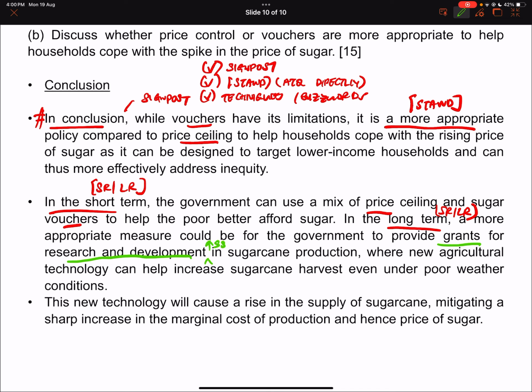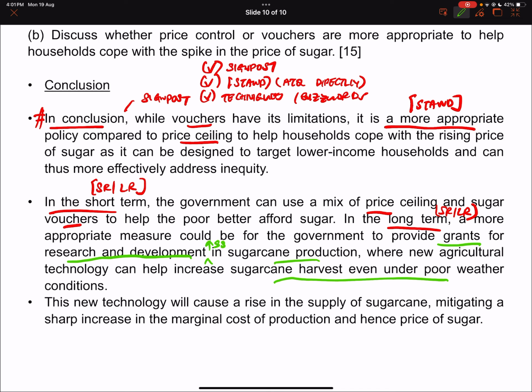So the best way to bring down food prices is actually to give grants for research and development to increase the supply. And then you know that when there's an increase in supply, there's going to be a fall in the price of sugar. This is the best way to bring down the price of sugar. The price of sugar was increasing because sugarcane harvest was very, very poor. Right? So you want to do R&D in sugarcane production to address the root cause.